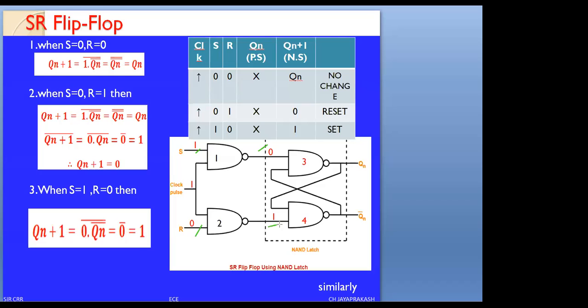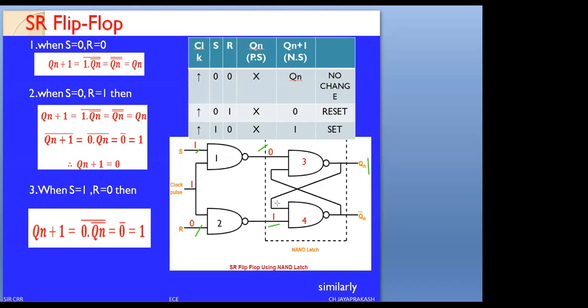Now, as I said earlier, the response will come first from NAND gate 3 itself, because one of the inputs is 0. In NAND gate 3, one input has become 0. Therefore, it doesn't wait for the feedback signal. It doesn't check what Q and Q bar become. Therefore, since NAND gate 3 has a 0, its output will be set to 1. That is, Qn will be equal to 1.